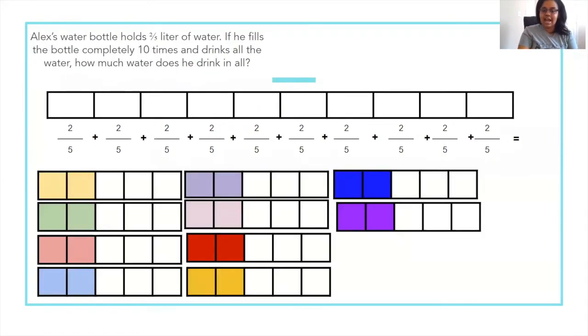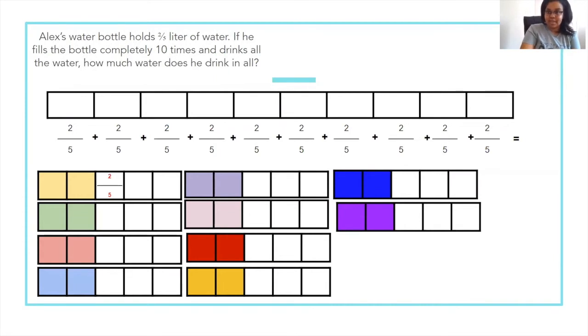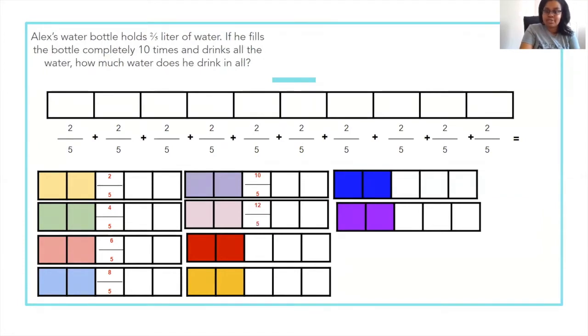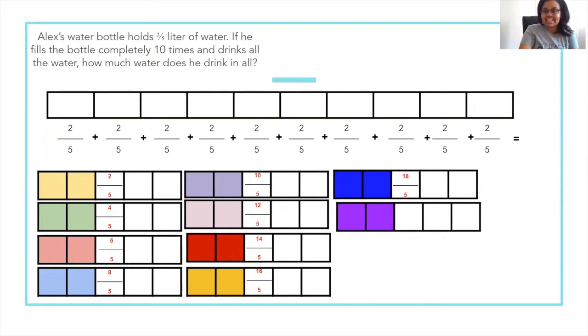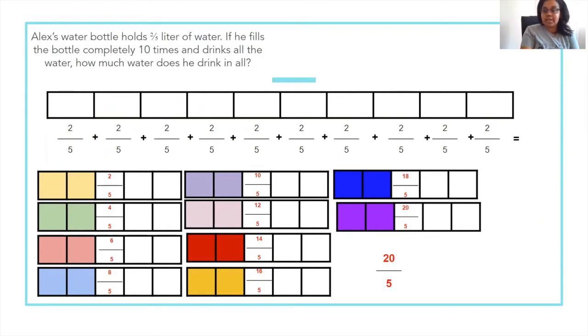And here you'll see that I've modeled 2/5 and I have that 10 times because that's how many times we need to add 2/5 together. So if I start with the first one, I have 2/5. If I add 2 more fifths, I have 4/5, then 6/5, 8/5, count with me, 10/5, 12/5, 14/5, 16/5, 18/5, and finally 20/5.